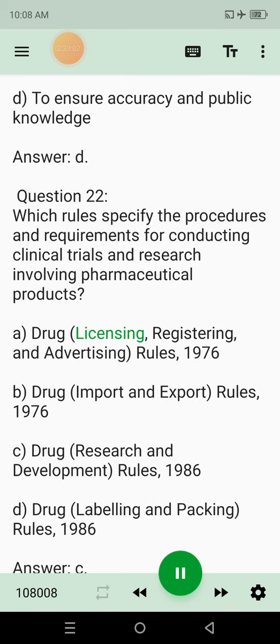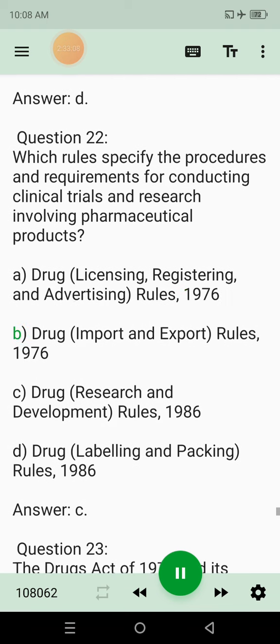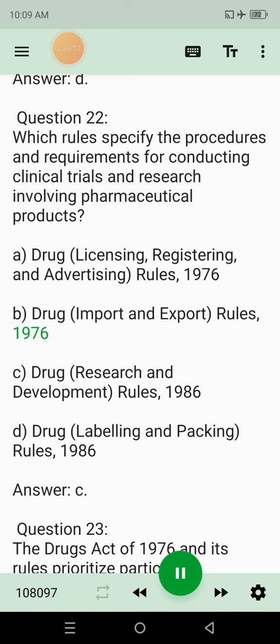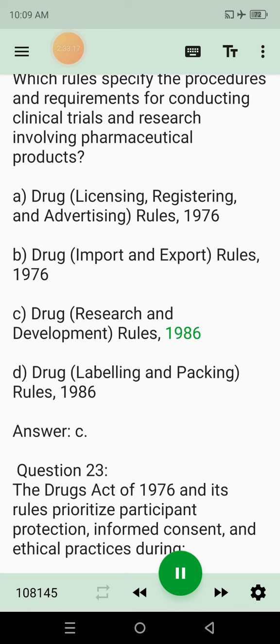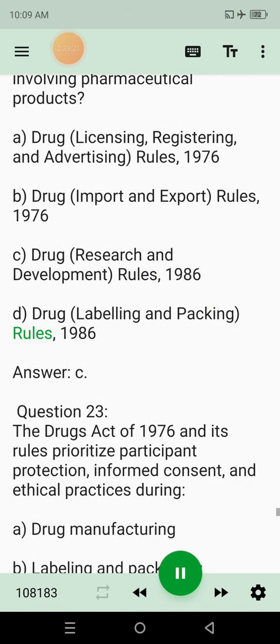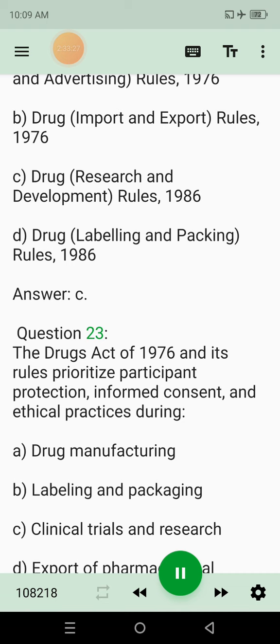Question 22. Which rules specify the procedures and requirements for conducting clinical trials and research involving pharmaceutical products? A. Drug Licensing, Registering, and Advertising Rules, 1976. B. Drug Import and Export Rules, 1976. C. Drug Research and Development Rules, 1986. D. Drug Labeling and Packing Rules, 1986. Answer: C. Question 23.